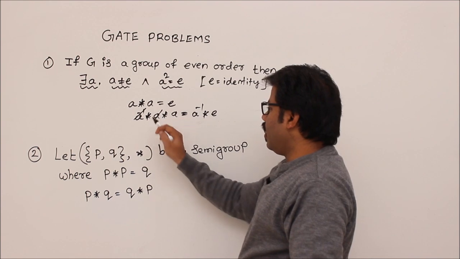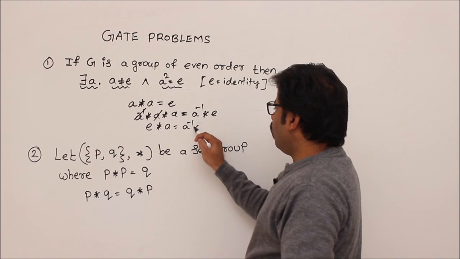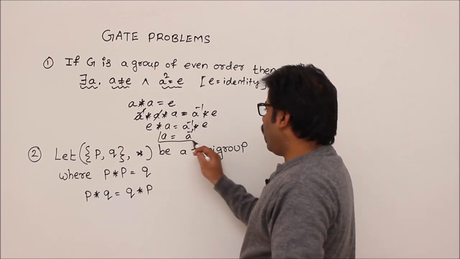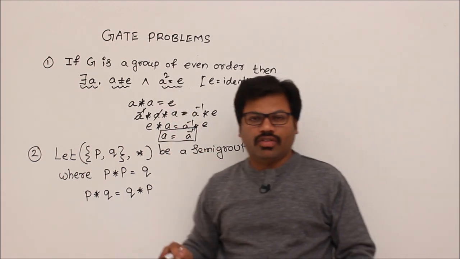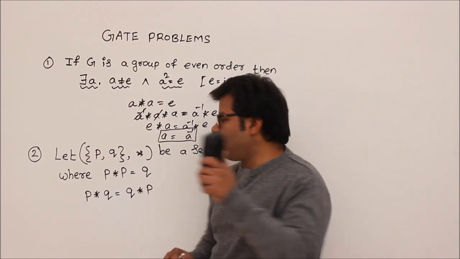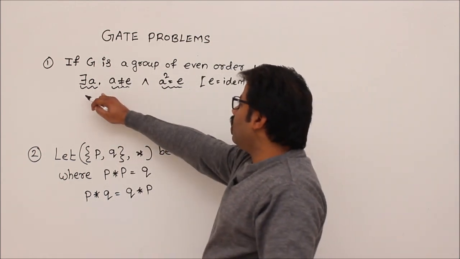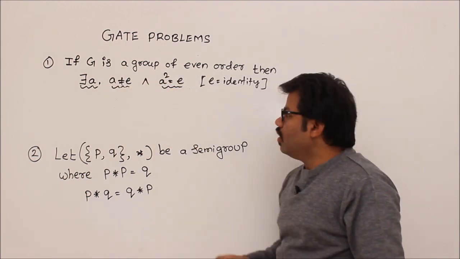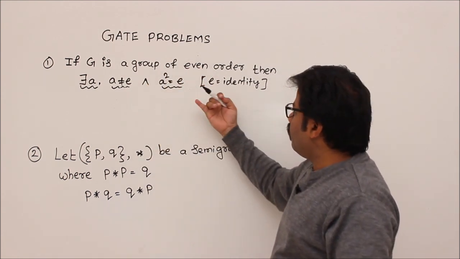Then A inverse star A will become E. So E star A equal to A inverse star E. But A inverse star E is what? A inverse. E star A is what? A. So A equal to A inverse. Saying A square equal to E is equal to saying A equal to A inverse. What is the meaning of A equal to A inverse? The element is inverse to itself. Remember that point. So finally we have to show at least one element which is a non-identity element and whose inverse is itself.